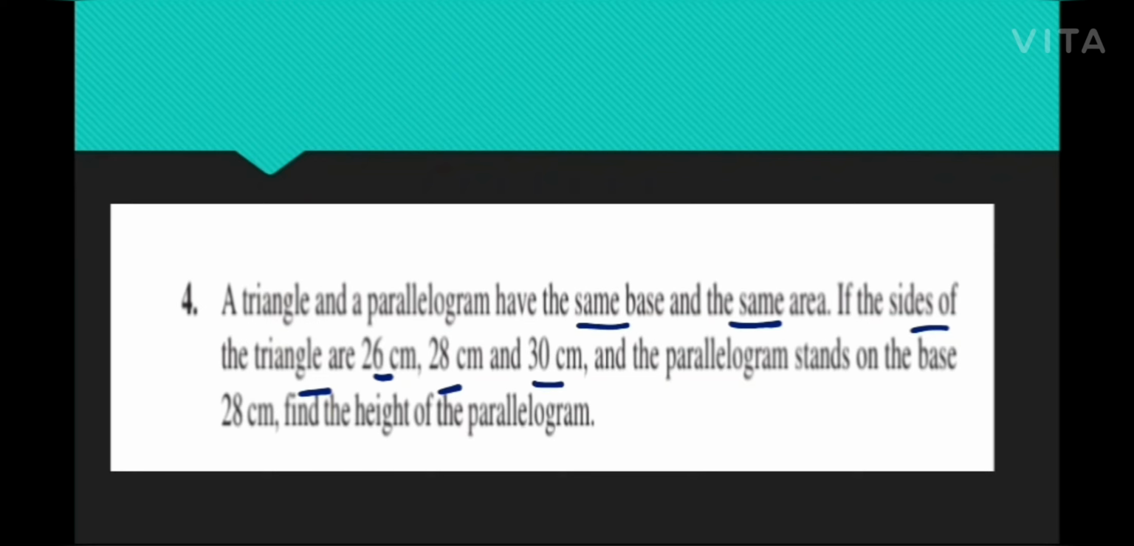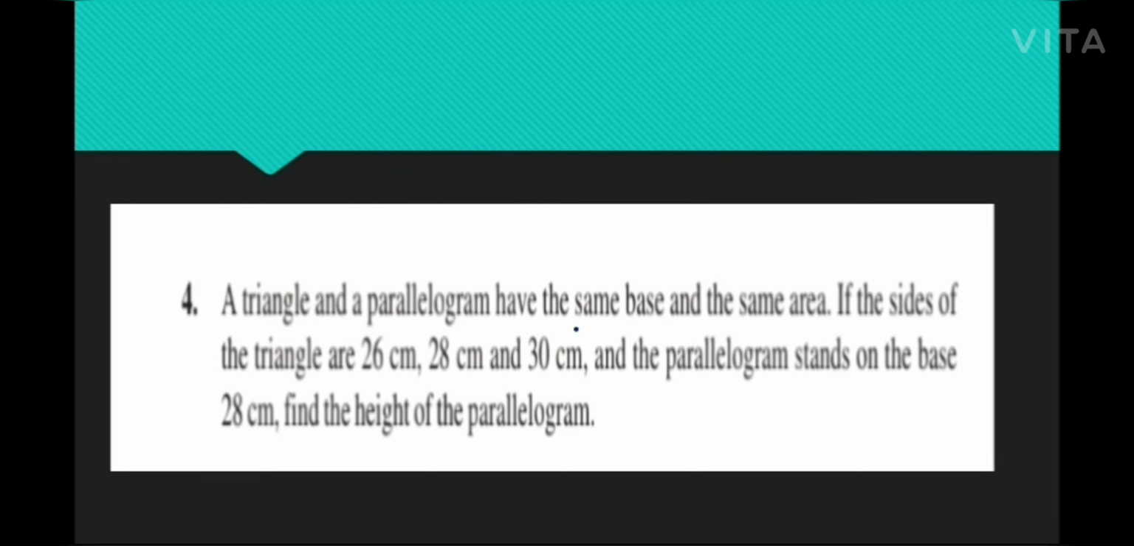Okay, so what are the given conditions? There is a parallelogram and a triangle whose areas are the same, and they have the same base. The dimensions of the triangle are given as 26, 28 and 30, and the parallelogram has the same base, which is 28 centimeter. That means this side.